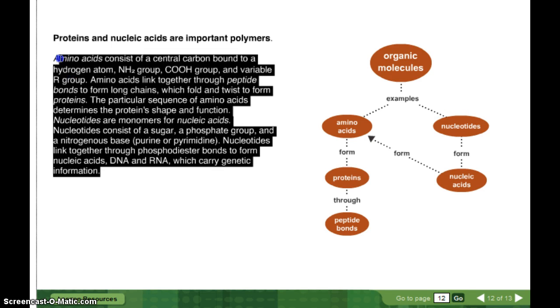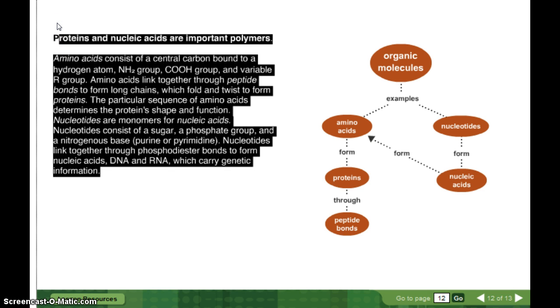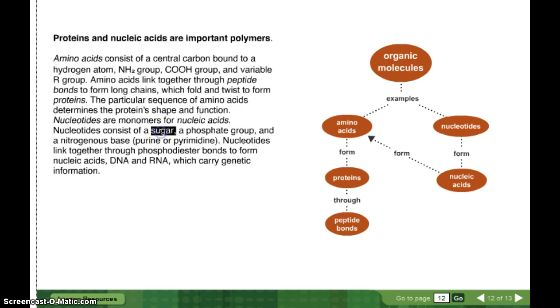This would be an excellent paragraph to copy, paste, put in your notes, and then all these important words like this, put a line, and then tomorrow go back through. Can you fill in all the blanks? Organic molecules, for example, nucleotides form nucleic acids. Organic molecules, amino acids, form proteins through peptide bonds.